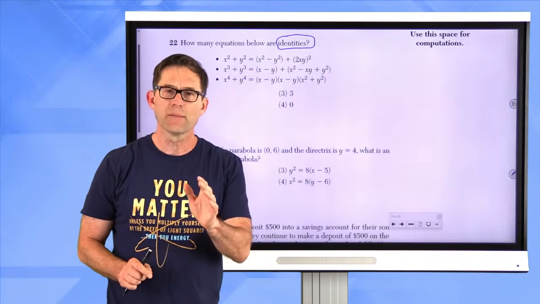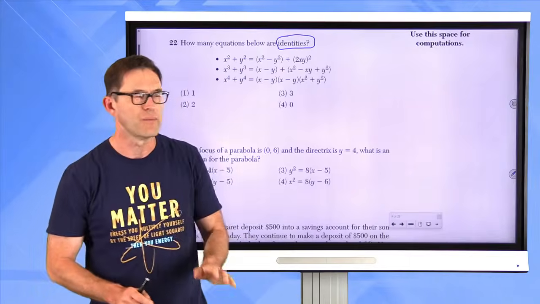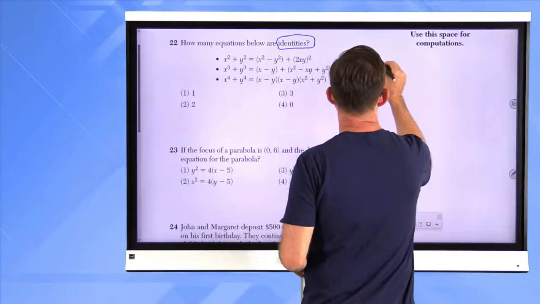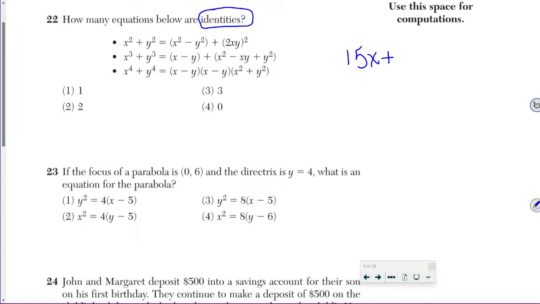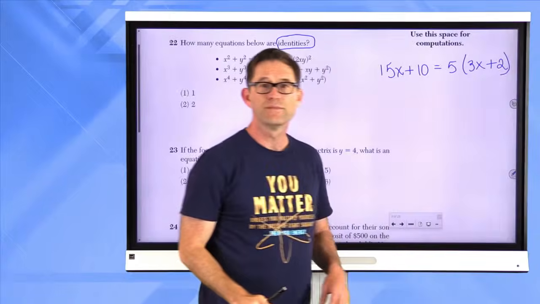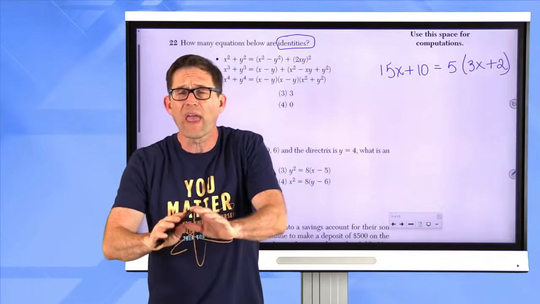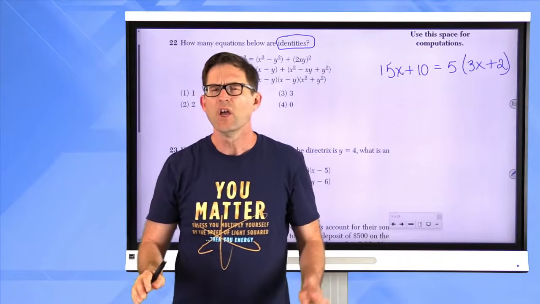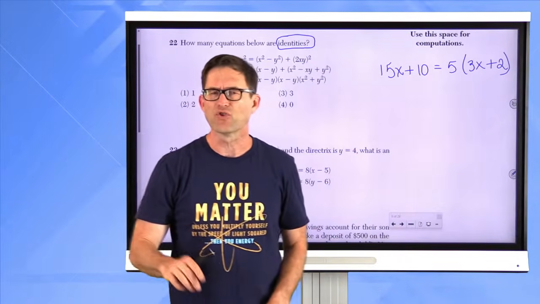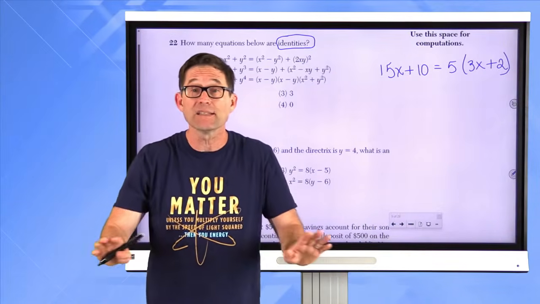So as a very simple example, okay? If I had something like this, this is an identity. Okay, meaning that if you took any value of x under the sun, 0, -11, 22, pi, it doesn't matter.